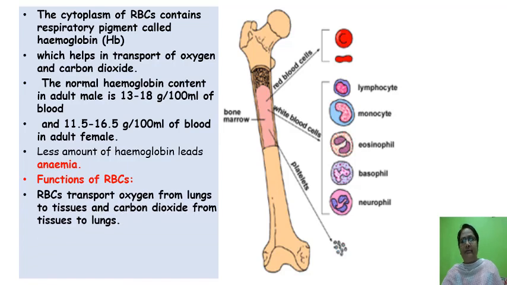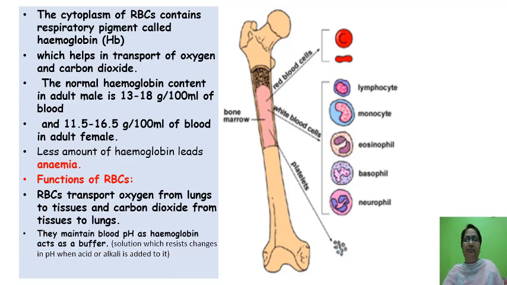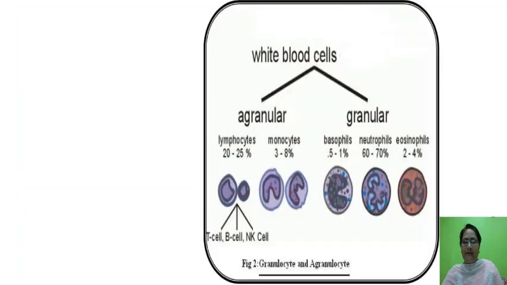The functions of RBCs: RBCs transport oxygen from the lungs to the tissues and carbon dioxide from the tissues to the lungs. They maintain blood pH, as hemoglobin acts as a buffer. What is the meaning of buffer? It is a solution which resists change in pH when acid or alkali is added to it. RBCs also maintain the viscosity of the blood.